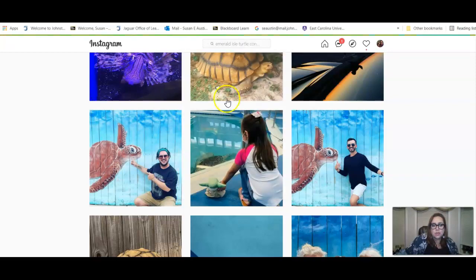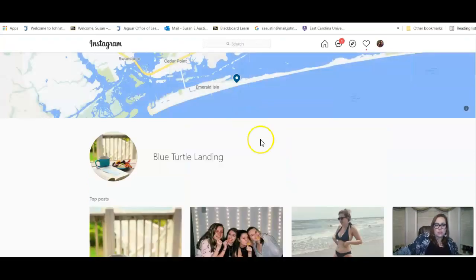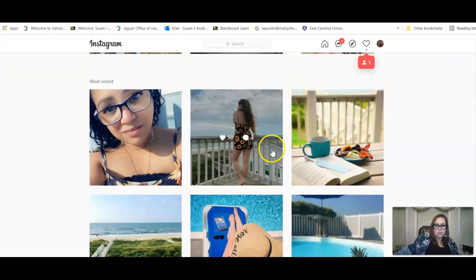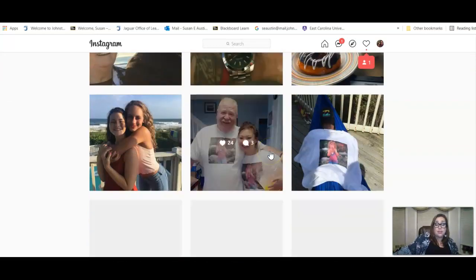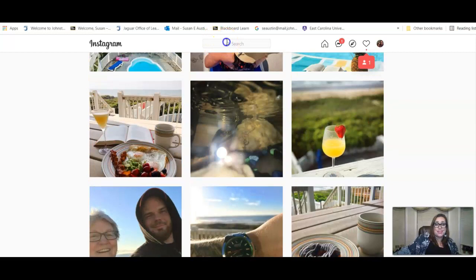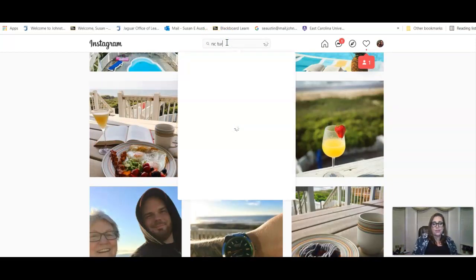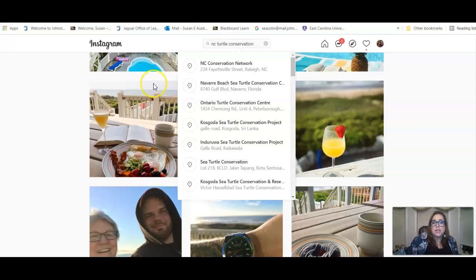So, I don't know. That looks like they're just partying. That does not look like they're doing much turtle conservation. We could do North Carolina turtle conservation, because I know most of the, yeah, so here we go.